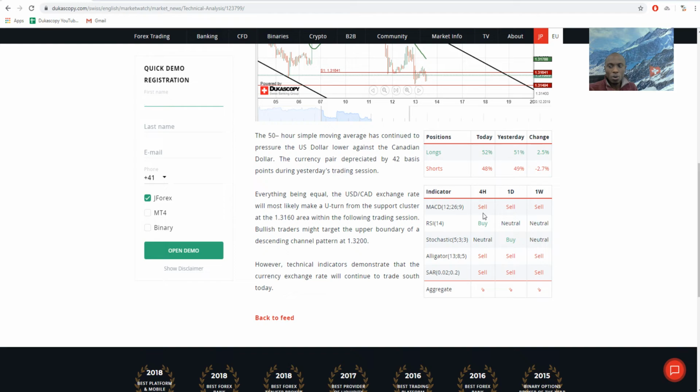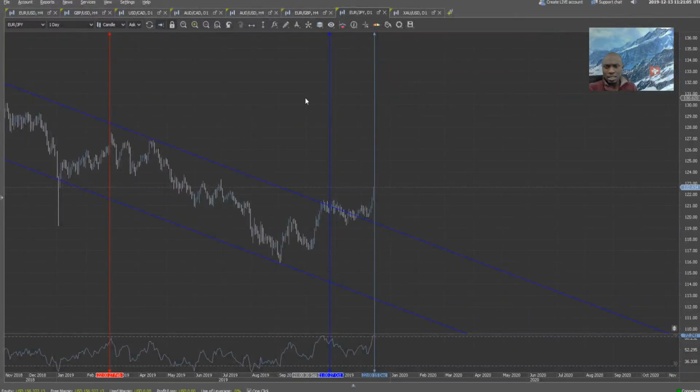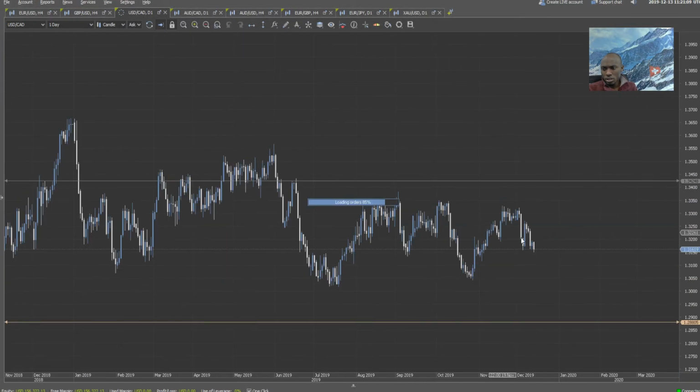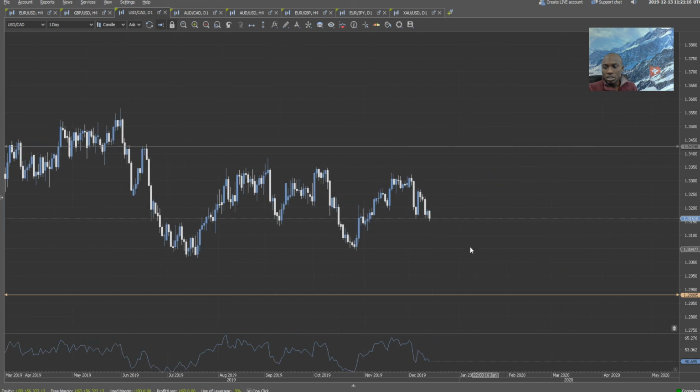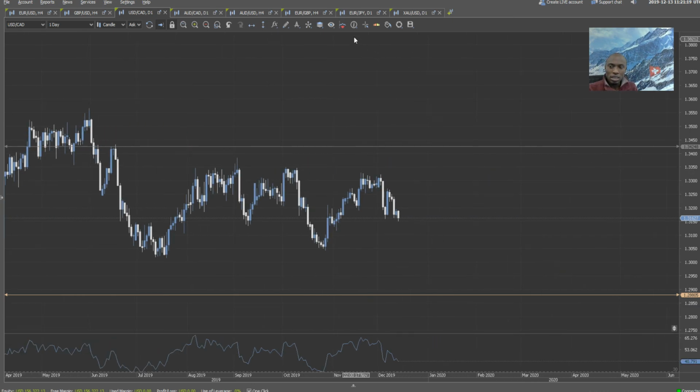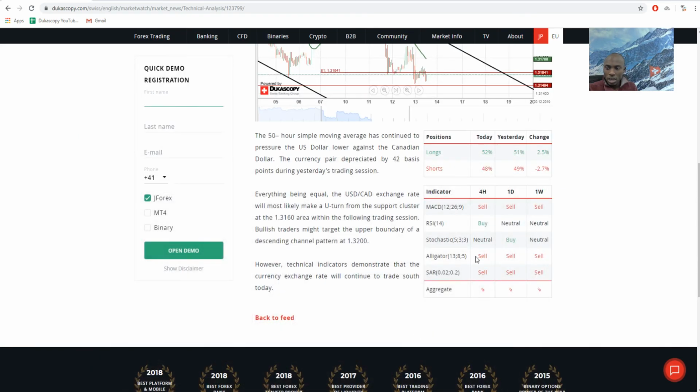MACD already shows me that the price is going downward on the 4 hours time frame. However, RSI disagrees with me. It says the price is going to the upside, but I don't know why that is, let me check. I'll have this RSI to see. Yeah, the reason why this RSI shows a buy signal is because it's kind of close to the 30%, but it's not even near there. So that's it. And you can see this stochastic is showing neutral. The SAR and the alligator are telling me to sell. So that's the reason why I said, however, technical indicators demonstrate that the currency exchange rate will continue to trade south today.